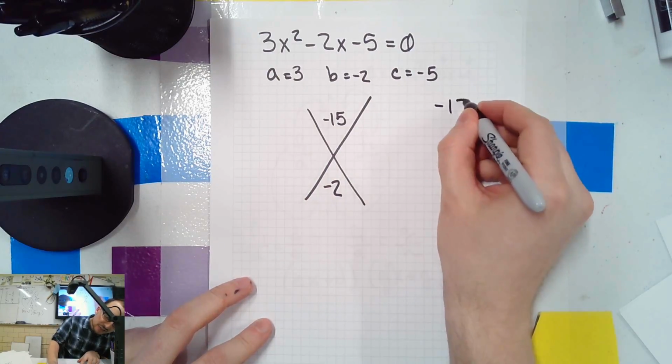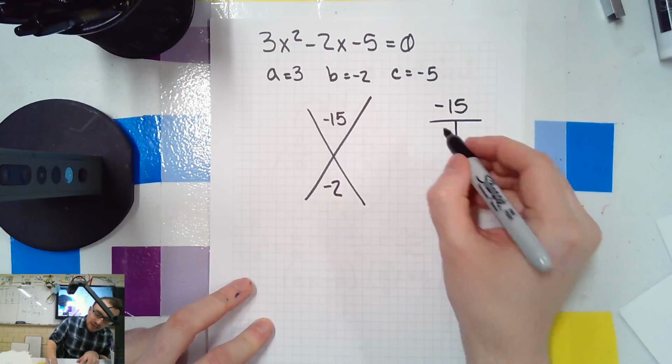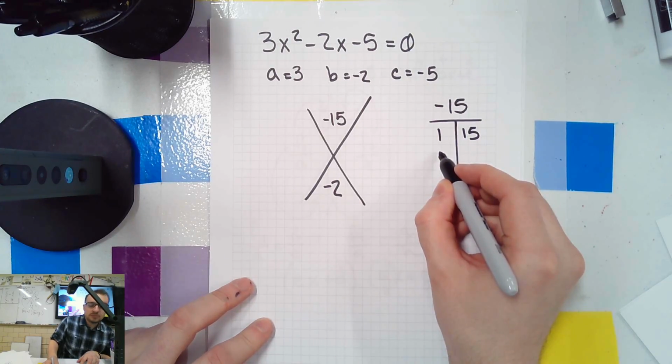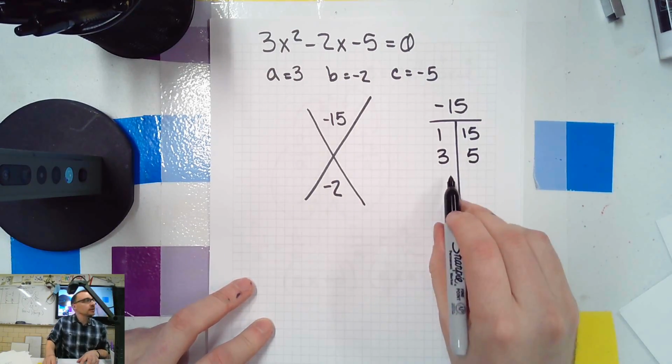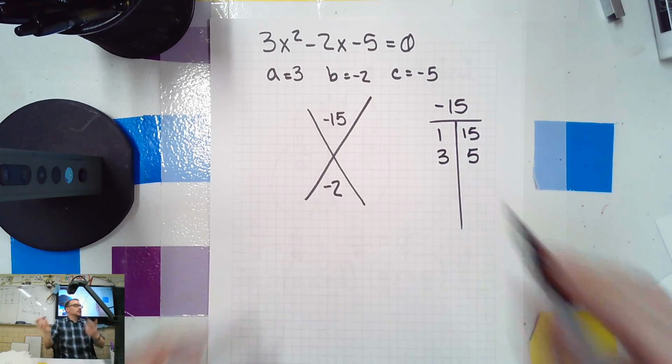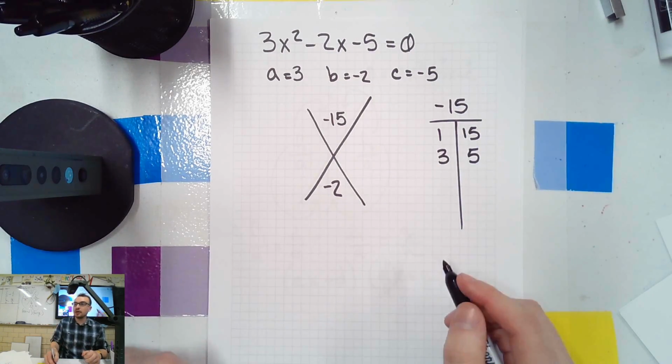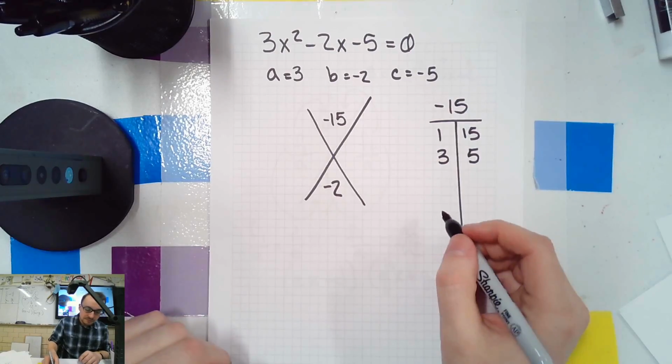So we're going to list the factors of negative 15. Well, we've got 1 and 15. We've got 3 and 5. We already got it, right? We repeated ourselves, so those are our factors. Now, one of them is going to be positive, one is going to be negative, guaranteed.